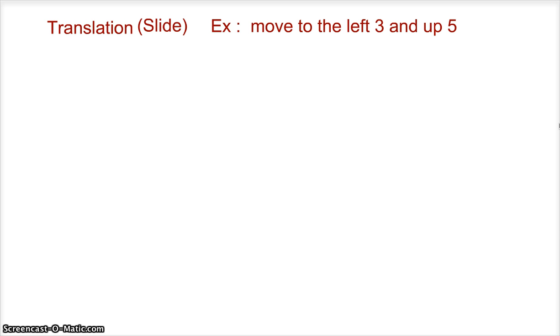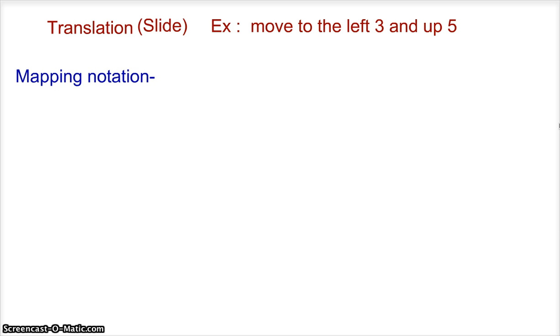To say move to the left 3 and up 5 is not how you would say a translation, even though you're describing one. We have two types of ways that you would describe a translation in geometry. We have mapping notation and vector notation. So mapping notation looks like this.